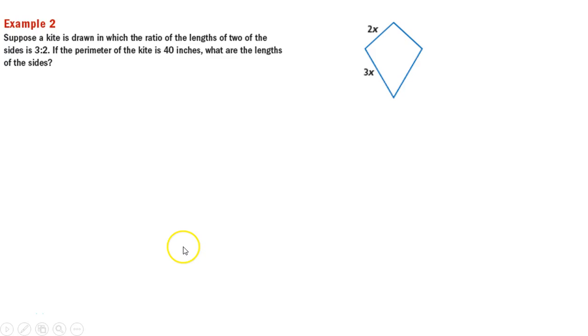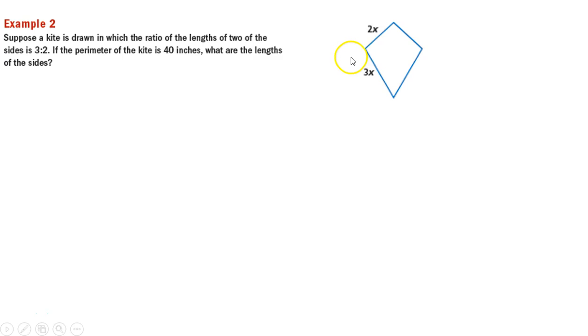All right, example 2 from section 8.1 on perimeter, where we have a kite that is drawn in which the ratio of the lengths of the two sides is 3:2. So what that means is that for every 2 units of measure on this side of the kite, there are 3 of the same units along this one.